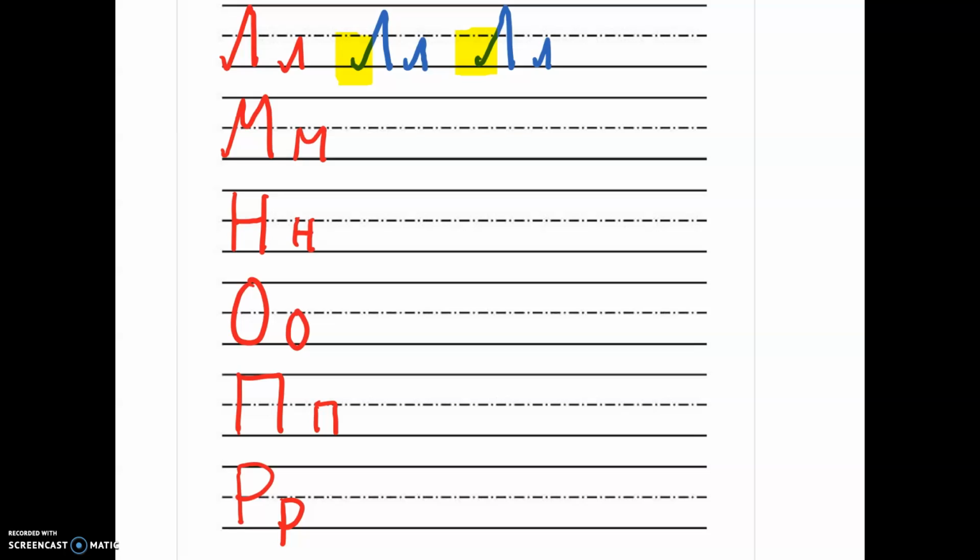The same thing is true with M. Although technically you can write your M's just like this. Now keep in mind, lowercase m.